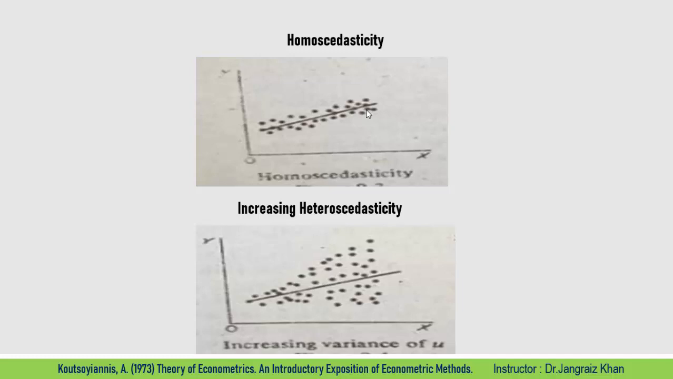Now students, if the variance is not constant, then we say that there is the problem of heteroskedasticity. We can see in this diagram that this is the regression line, and these are the scattered points of x and y, and we see that with an increase in the values of x and y, the spread increases. The points, the dots, move away from the regression line. So this means increasing heteroskedasticity.